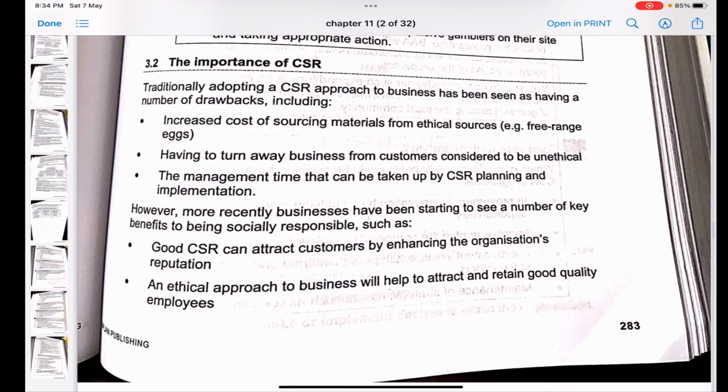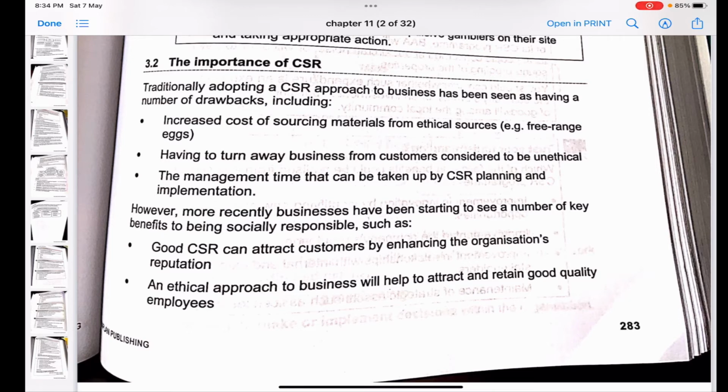The importance of CSR. So, what is the importance of CSR? Traditionally, adopting a CSR approach has been seen as having a number of drawbacks. So, what are the drawbacks of having corporate social responsibility? The first thing is increased cost. If we want more sustainable, more environmentally friendly ways, it is obviously going to cost us more.